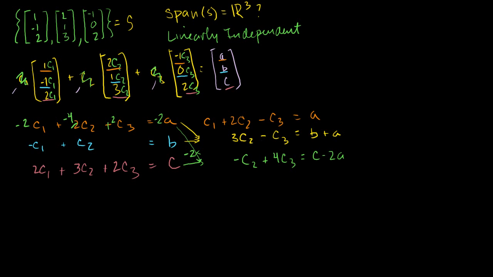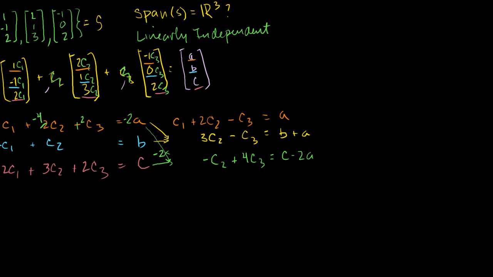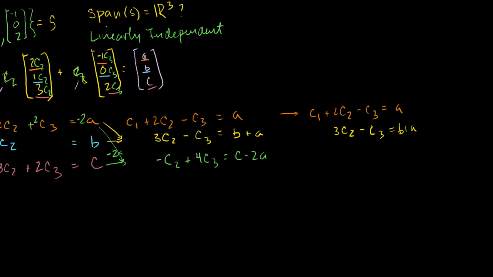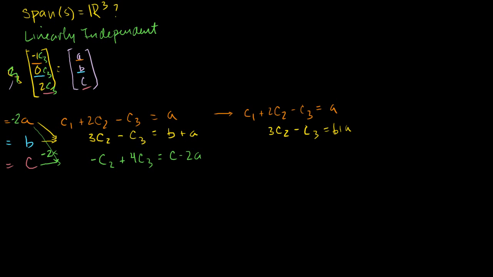Now I'm going to keep my top equation constant again. I'm not going to do anything to it, so I'm just going to move it to the right. So I get c1 plus 2c2 minus c3 is equal to a. And I'm also going to keep my second equation the same. So I get 3c2 minus c3 is equal to b plus a. Let me scroll over a good bit. And then this last equation, my goal is to eliminate this term right here. So what I want to do is multiply this bottom equation times 3 and add it to this middle equation to eliminate this term right here.